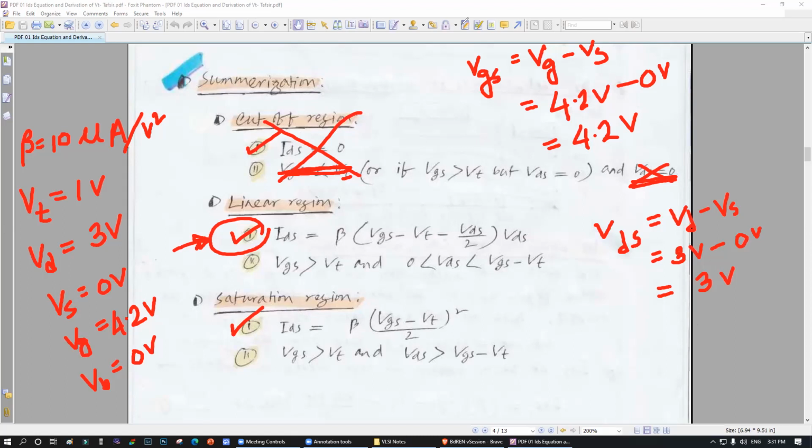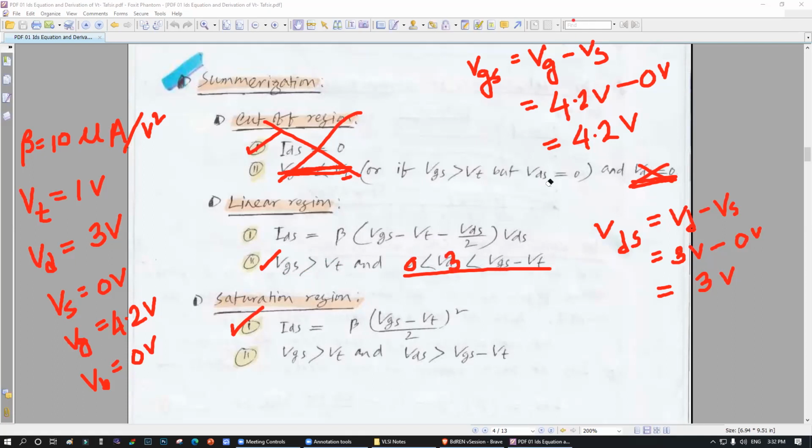Now let's check linear. For linear, let's check whether your VGS is more than VT or not. Your VGS is equal to 4.2 volt. Your VT is equal to 1 volt, right? So 4.2 is more than 1 or less than 1? Greater than, sir. Greater than 1. So this condition is correct. Now let's come to the next condition. This is the most important condition here. Now this condition, this is your VDS is equal to 3 volt.